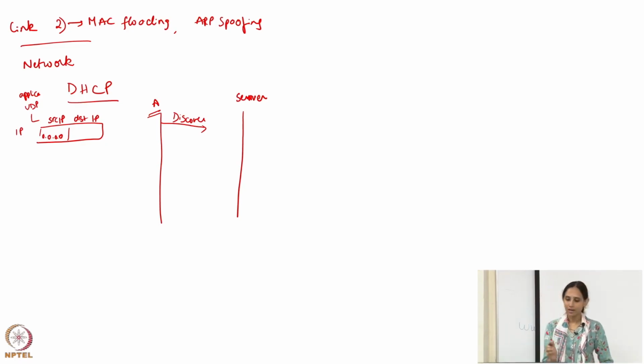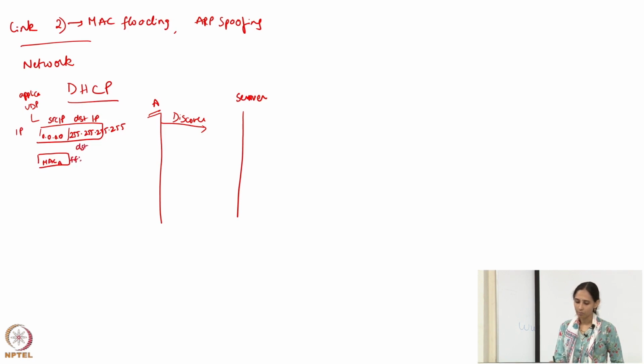Because of that, it has to broadcast this. So you use the broadcast address, which is 255.255.255.255. When it goes to the link layer, you can put your own MAC, because that address you will know. So this is the MAC of A, whereas the destination will be a link layer broadcast, which will be FFFF.